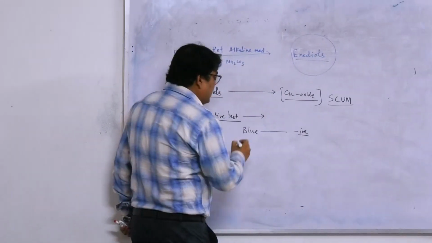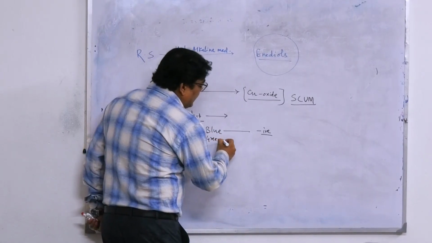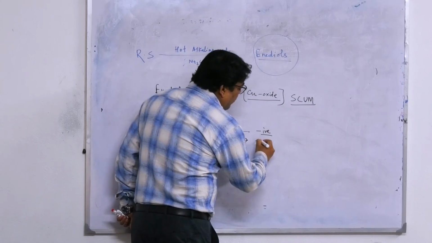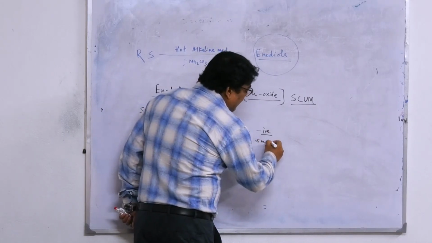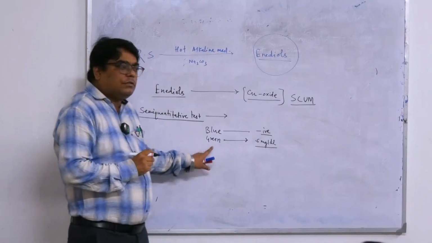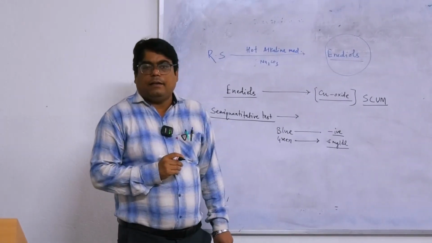Okay, this is the observation. After blue, it is converted. Firstly, we observe the change: it converts into green color. That is 0.5 mg per dl. The quantity of reducing sugar in the sample is 0.5 mg per dl.